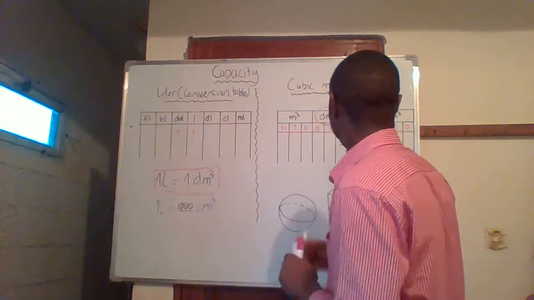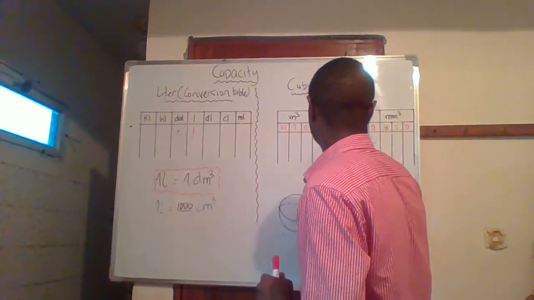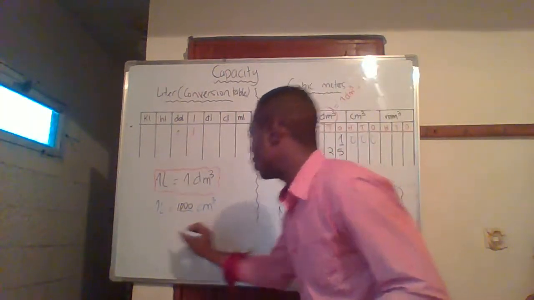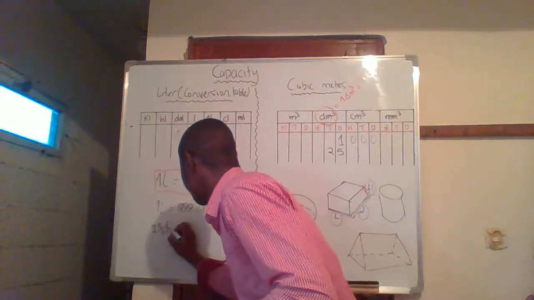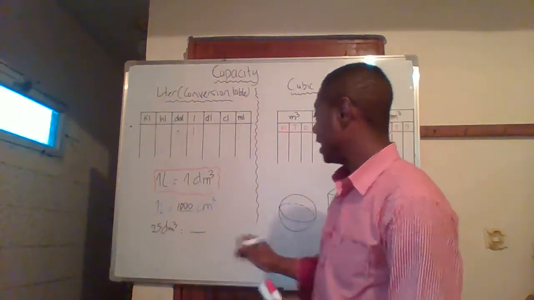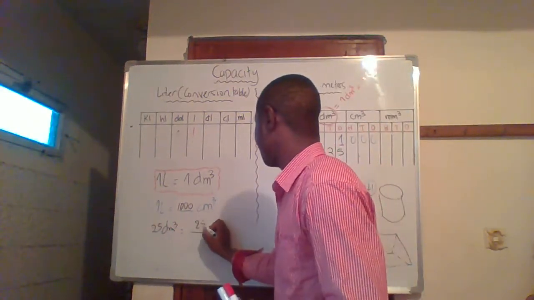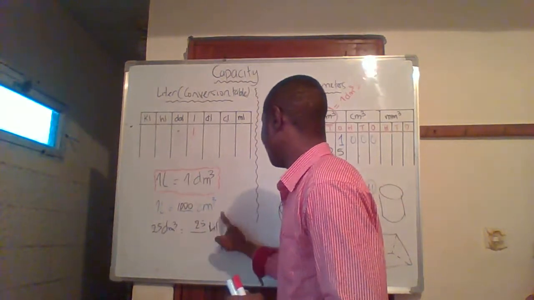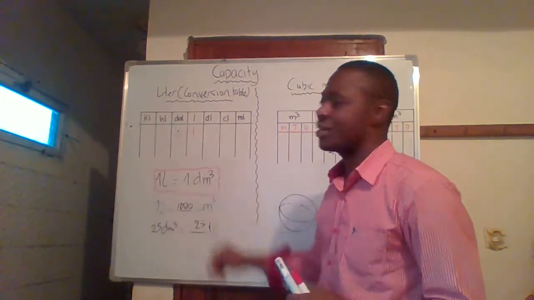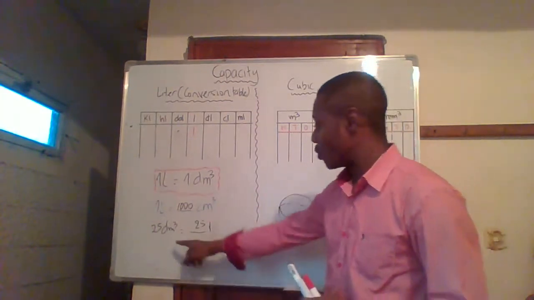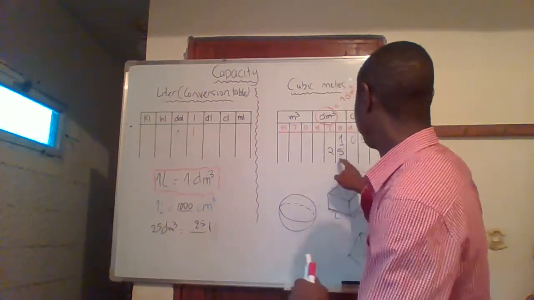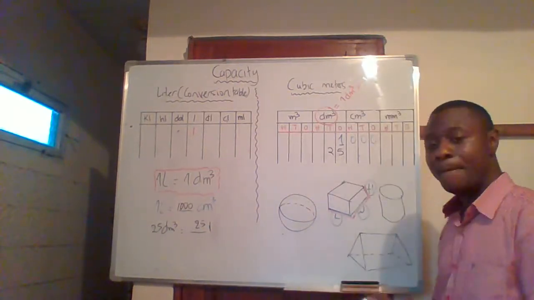Okay, so if I had, for example, 25 cubic decimeters, how many liters is it? If you look carefully, it is equal to 25 liters. Just write an L. 25 liters, because 1 liter is always equal to 1 cubic decimeter, and vice versa. So what is this equal to in cubic millimeters?